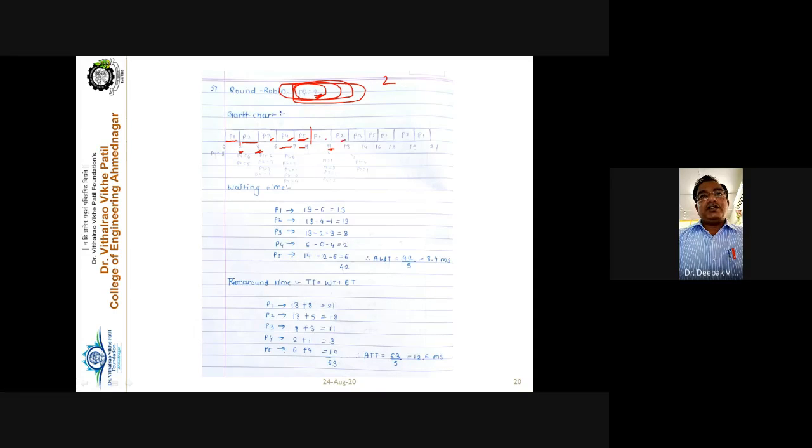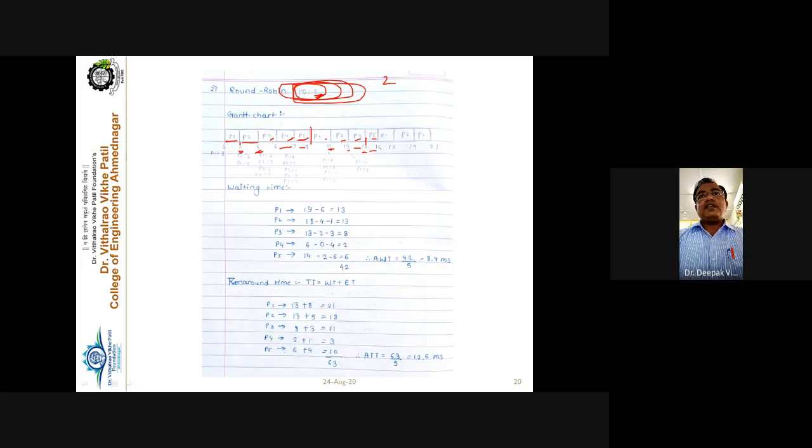Then P2 is taken after 2 milliseconds. Then P3 is taken. Now P3 executes only 1 millisecond because its execution time is only 3 milliseconds, right? So it will execute between 13 to 14. At 14, P4 is not available because P4 is already executed, with 0 execution remaining. So P5 is taken and it will execute up to 2 milliseconds, 14 to 16.